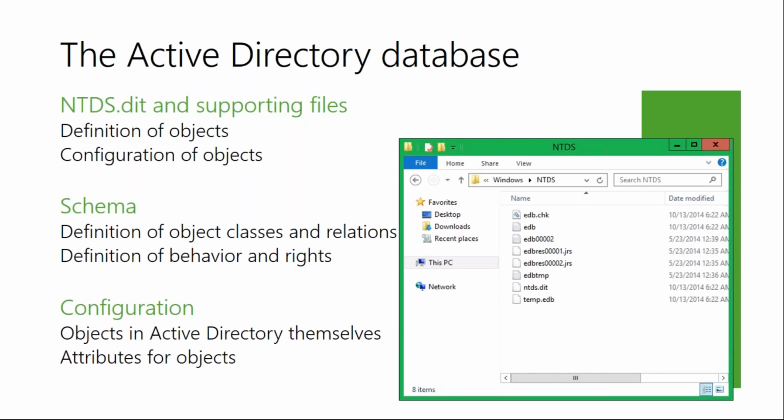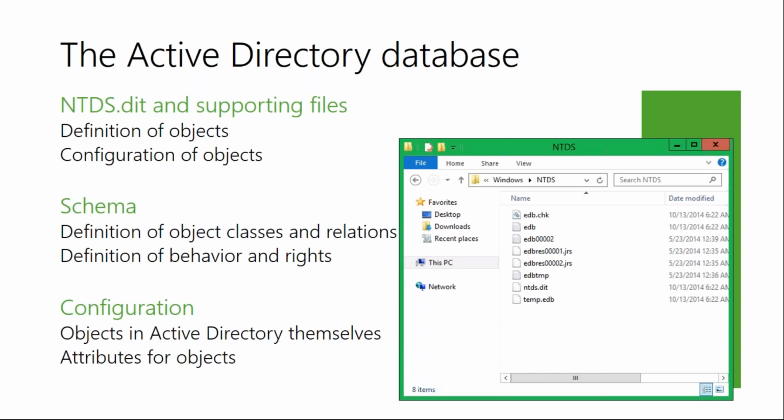There are two transaction logs. Active Directory uses the same database scheme as Exchange Server does, so if you know Exchange Server, you know how transaction logs work. These are rotated automatically. You can't disable circular logging in Active Directory, which I think is a good thing. And there are some check files and stuff like that, just to make sure that your domain controller database is running the best it can.